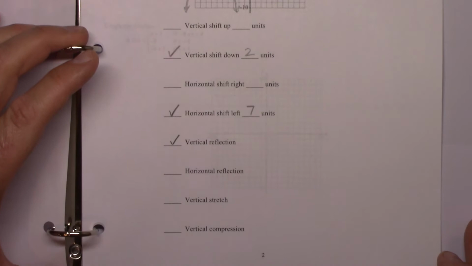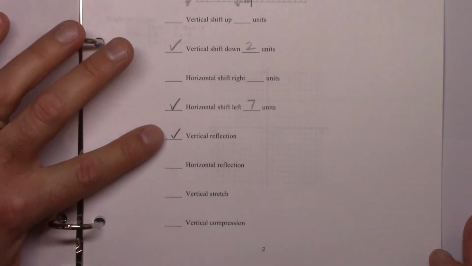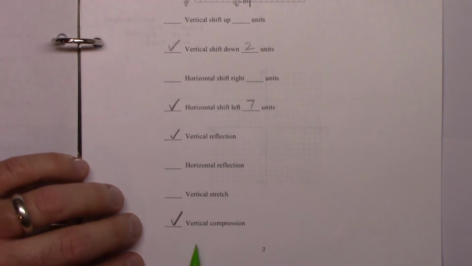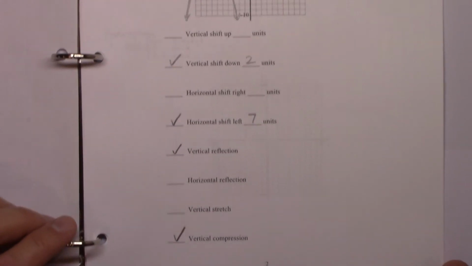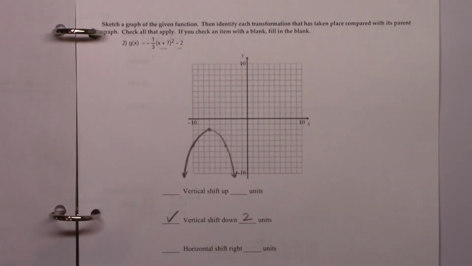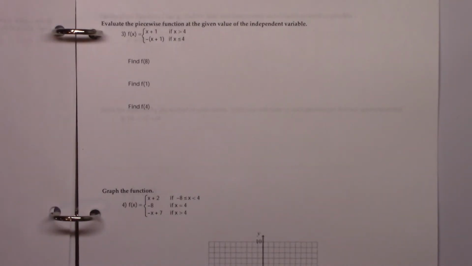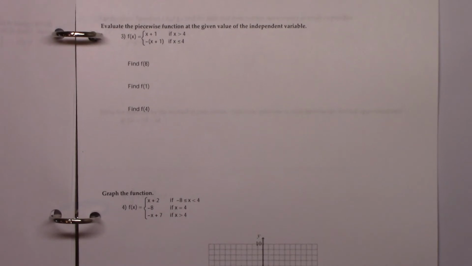So not only did we see a vertical reflection because of the negative, but we're seeing a vertical compression because of the 1/3 multiplier. That's every single transformation that's taken place on that function. We've got our sketch, we've got our checklist, we've got our problem solved. Let's go ahead and turn the page. We'll move on to problem 3.